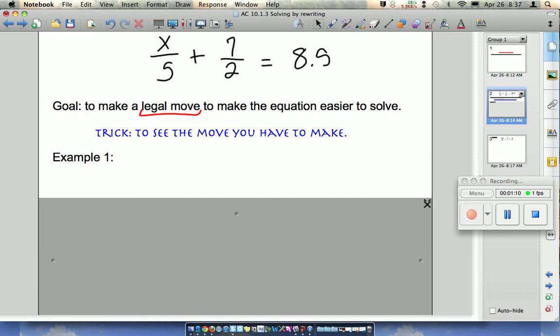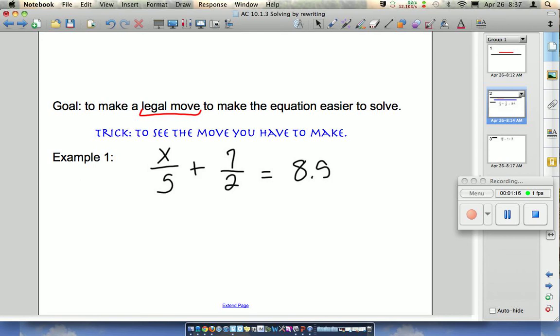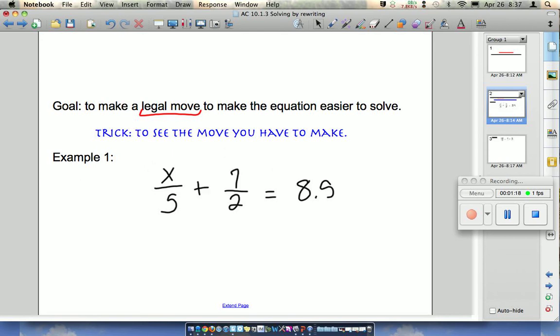So in this example, we have a fraction that we want to take care of. We won't worry about the decimal because it's not too ugly. 8.5 is not that hard to deal with. But we do want to try and take care of these fractions. So how can we do that? Let's see. I want to take care of these fractions by getting rid of, let's focus on the 5 that's right here. I want to get rid of this 5.